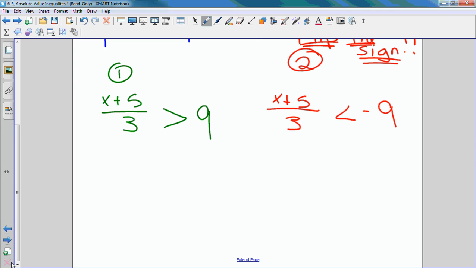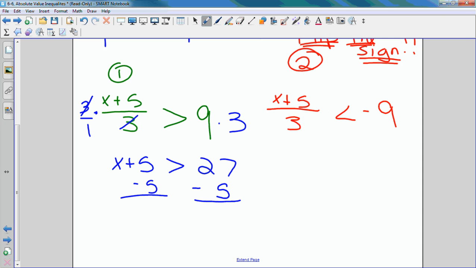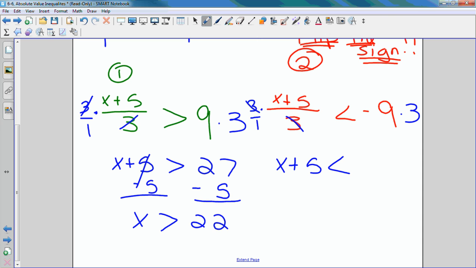For this one, how do I get rid of that 3? Multiply. Yeah, multiply both sides by 3. They're just going to cancel out. So I have x plus 5 is greater than 27. Subtract 5. So I have x is greater than 22. Then solve the other side. Once again, multiply both sides by 3. So I have x plus 5 is less than -27. Subtract 5. So x is less than -30.